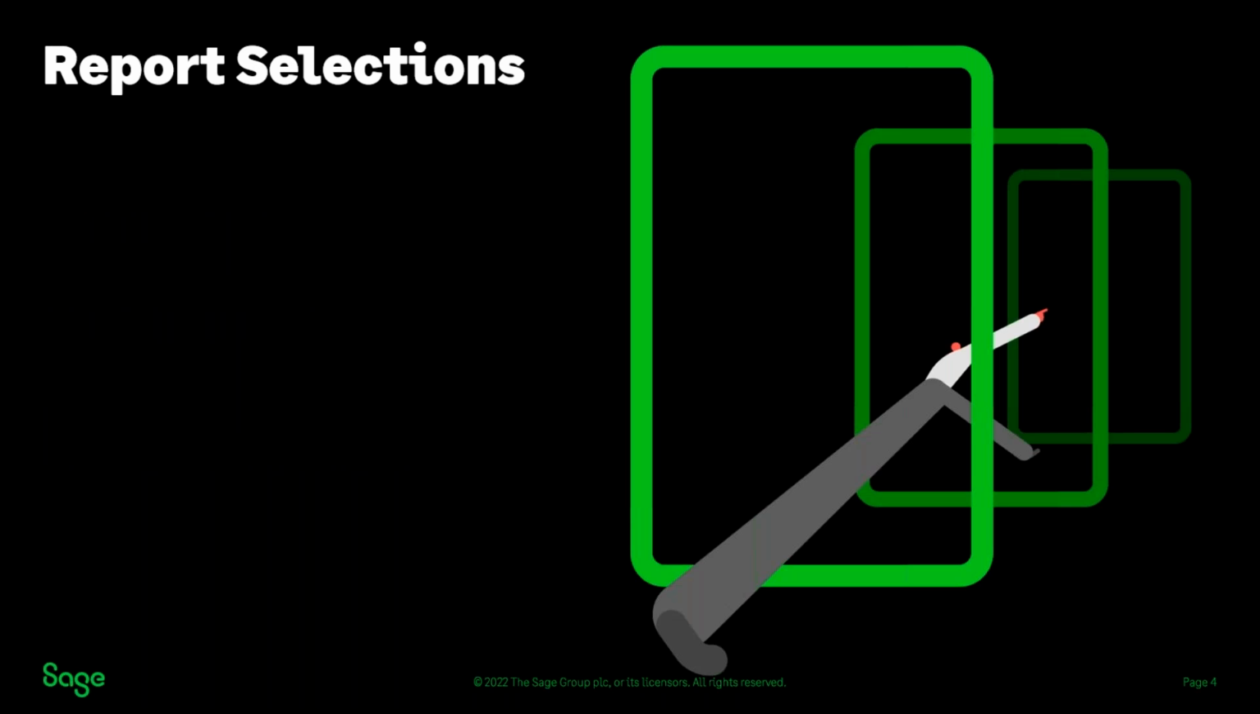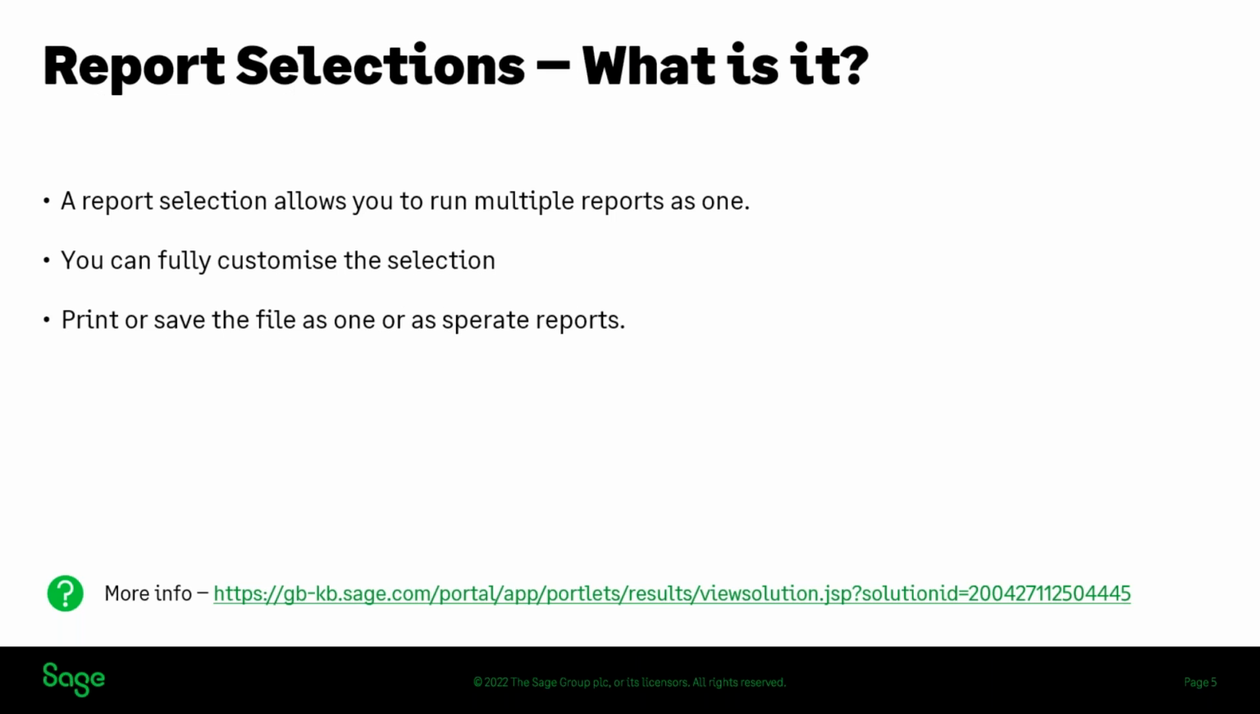First section is report selections. So what are report selections? This feature within Payroll allows you to run multiple reports as one. So if you have to run a numerous amount of reports for an accountant, for example, or just for yourself, you can run these in a select group. So if you want to run specific reports all as one, you can then send them as a single file, print them as a single file, or separate them later. You can fully customize that selection as well. And of course, as I mentioned there, you can print or save the file as one or separate reports.